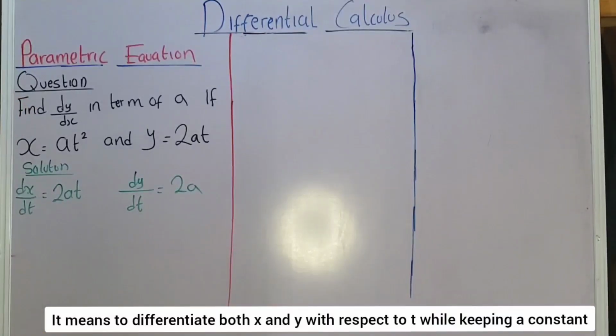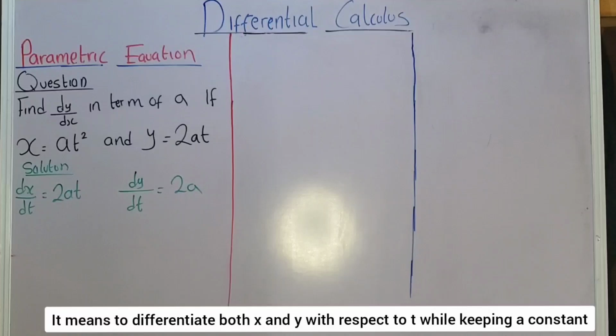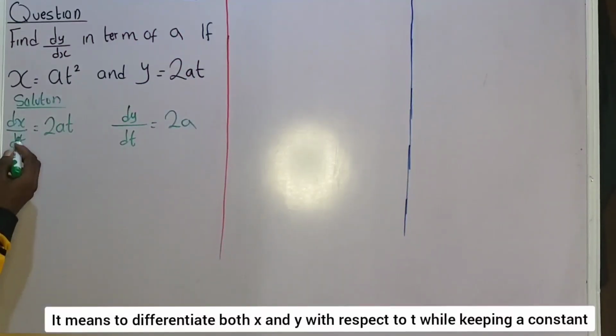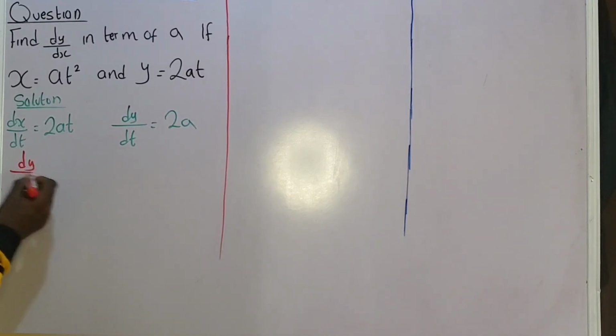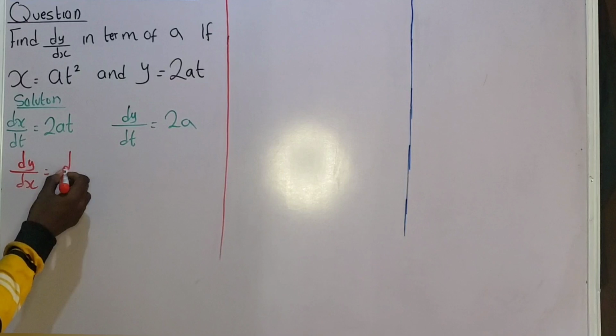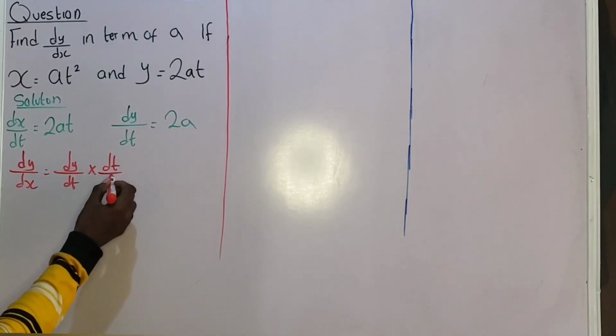The reason is because, if you are differentiating with respect to t, you have to keep a constant. That means you are not going to touch a. That is a typical example of partial derivative. Okay. Now, according to parametric equation, I gave you a formula in our previous class. dy/dx is equal to dy/dt multiplied by dt/dx.